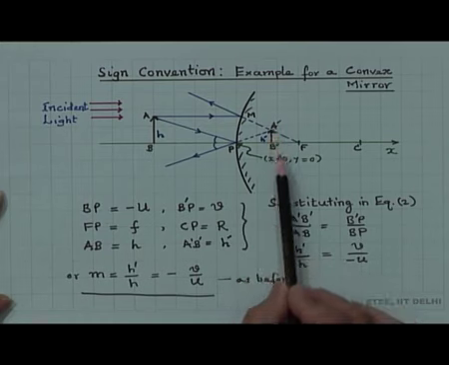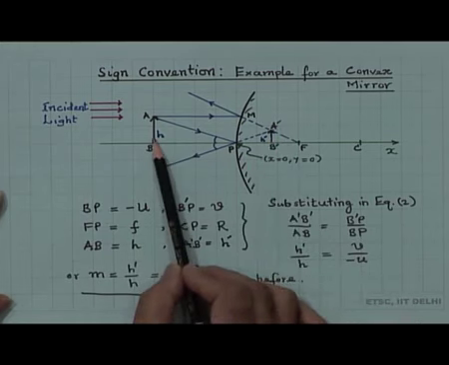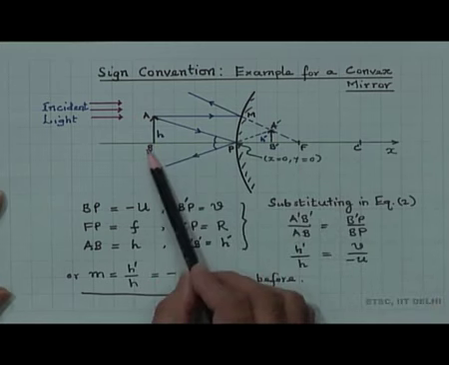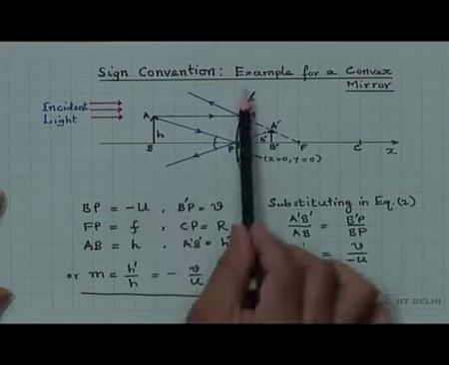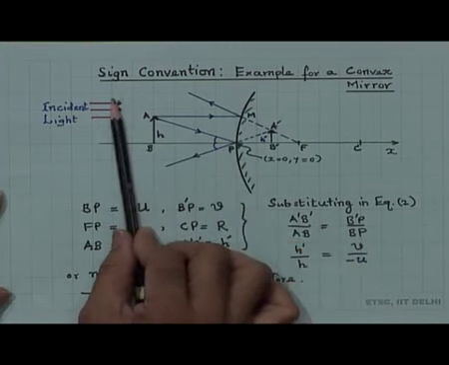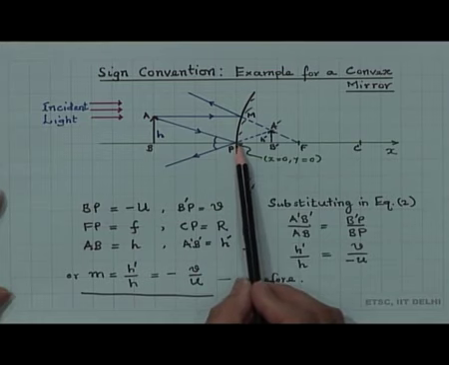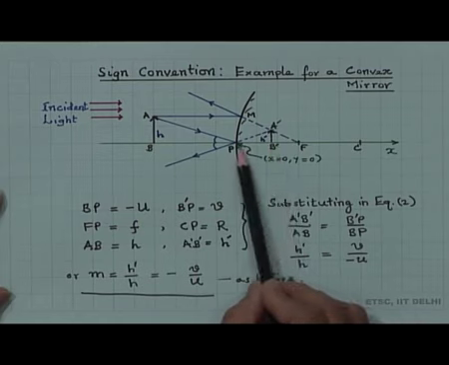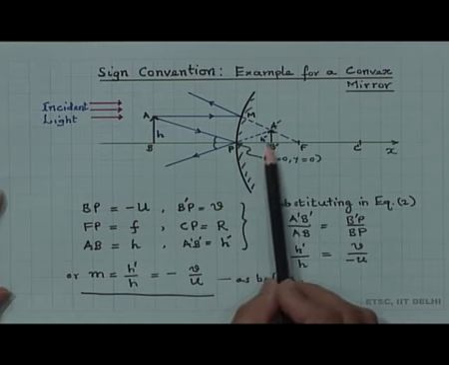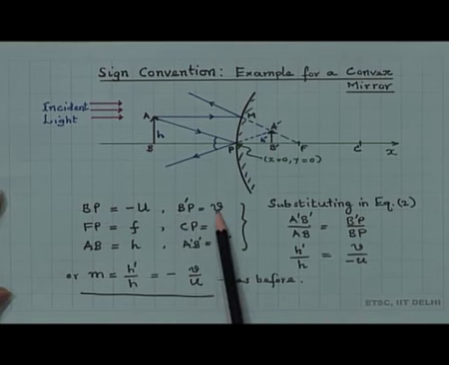But the main point to see is now H dash is positive, H is positive, and if we take BP, the object distance BP is negative because it is in front of the mirror, and x equal to 0, y equal to 0, the pole, is here. Therefore, BP is minus u, but B dash P, this distance where the image is formed, is positive. So, B dash P is equal to v.